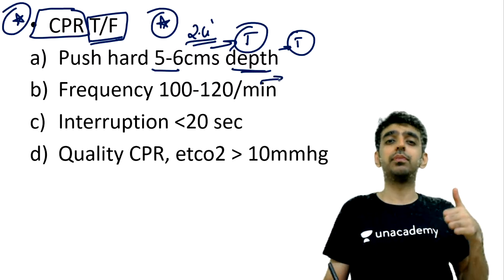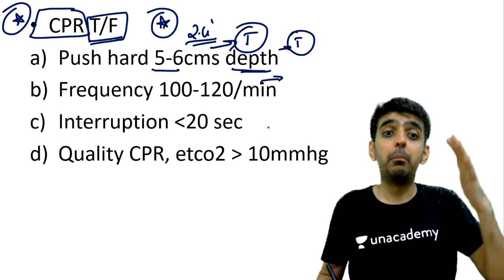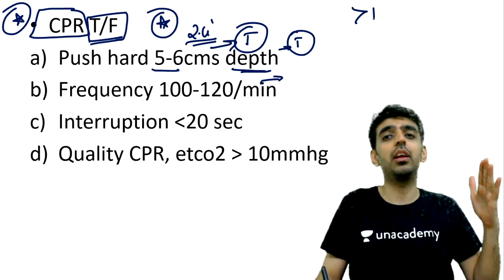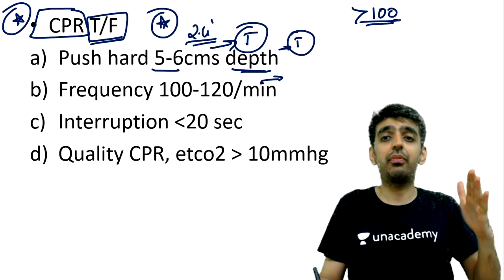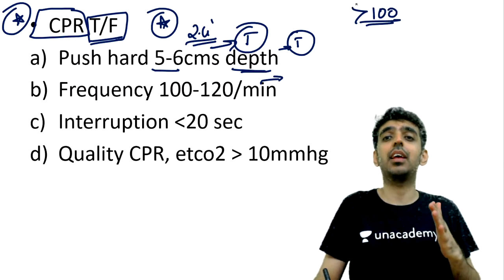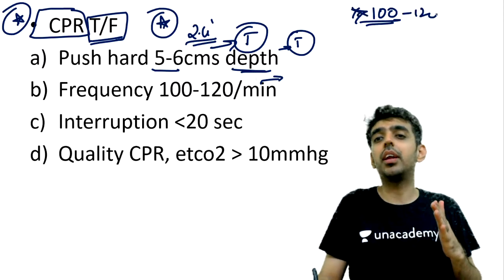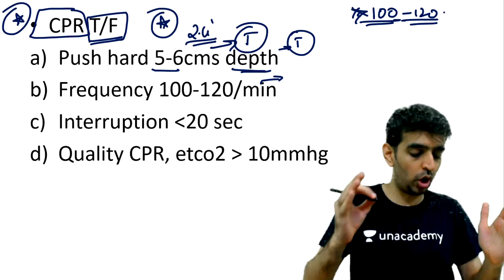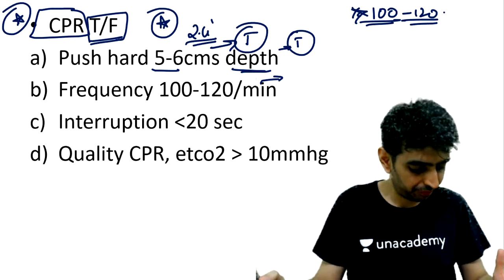What about the frequency of chest compressions? Before 2015, the frequency of chest compressions was more than 100 per minute. But after 2015, the newer guideline says that it has to be between 100 and 120 per minute. That means it should be not less than 100 and not more than 120.